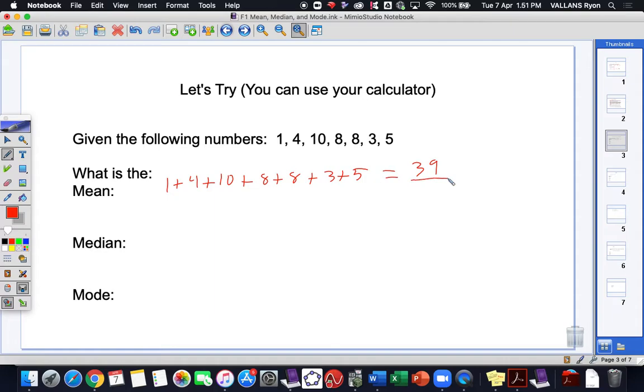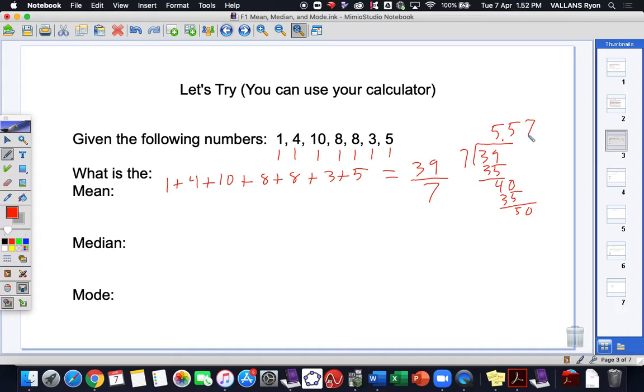Divided by the total amount of terms: 1, 2, 3, 4, 5, 6, 7. Divided by 7. And this should end up equaling, and you can do this in a calculator, I just didn't want to walk all the way over there to get a calculator. We're going to end up with a repeating number, 5.57. That's my mean.